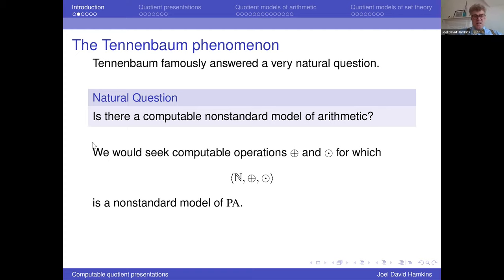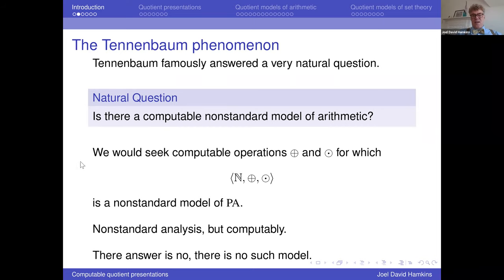And so the fact that this question has a negative answer is pouring cold water, to my way of thinking, on the idea of this non-standard analysis done computably. We cannot have a calculator or a computer program that calculates in a non-standard model of arithmetic. It's simply impossible because there is no such computable non-standard model.